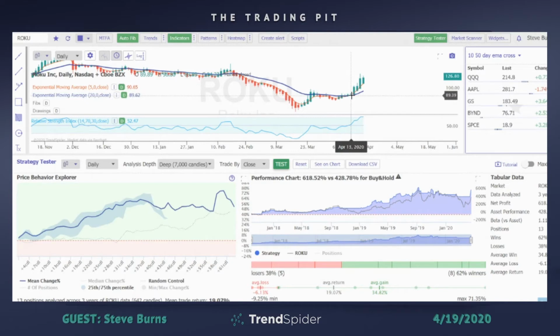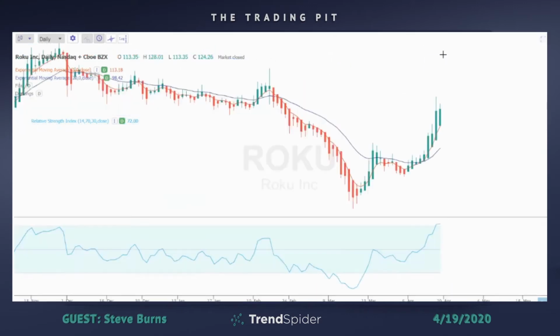I bought at the end of the day on Roku at 96.56 when we had the signal for the crossover here, and so I did go long. It was 96.56 near the end of the day on the crossover, and I held. I was shocked at how far it went and how fast, and I had no reason to get out.